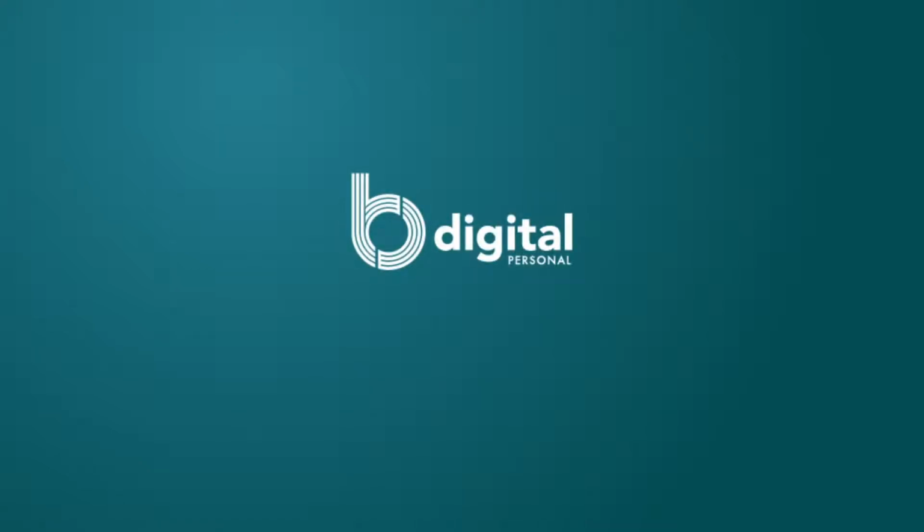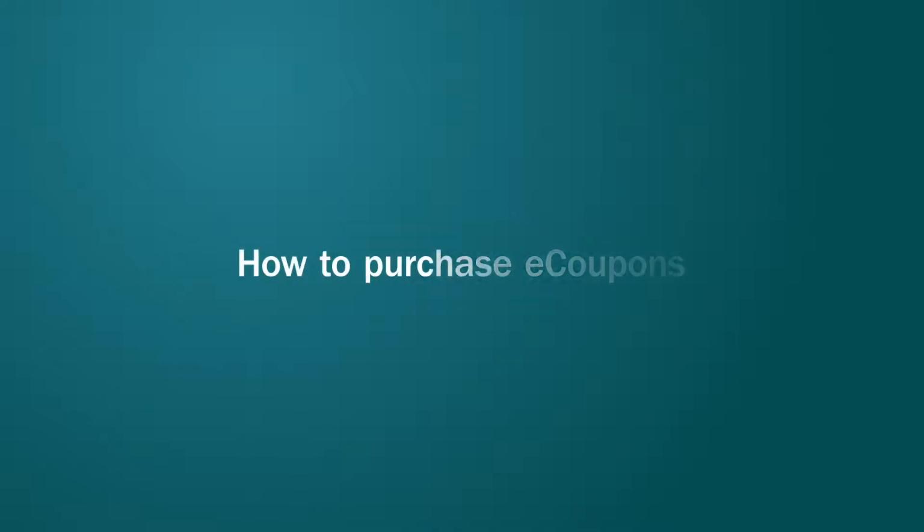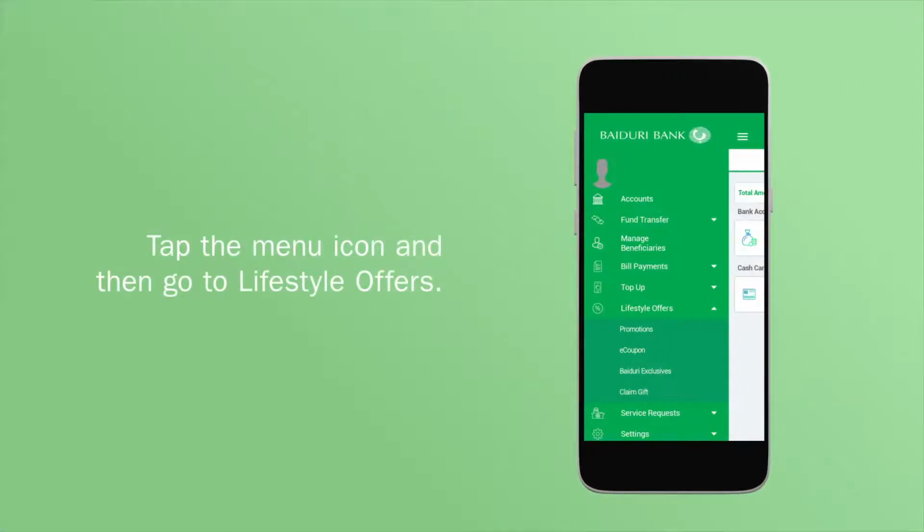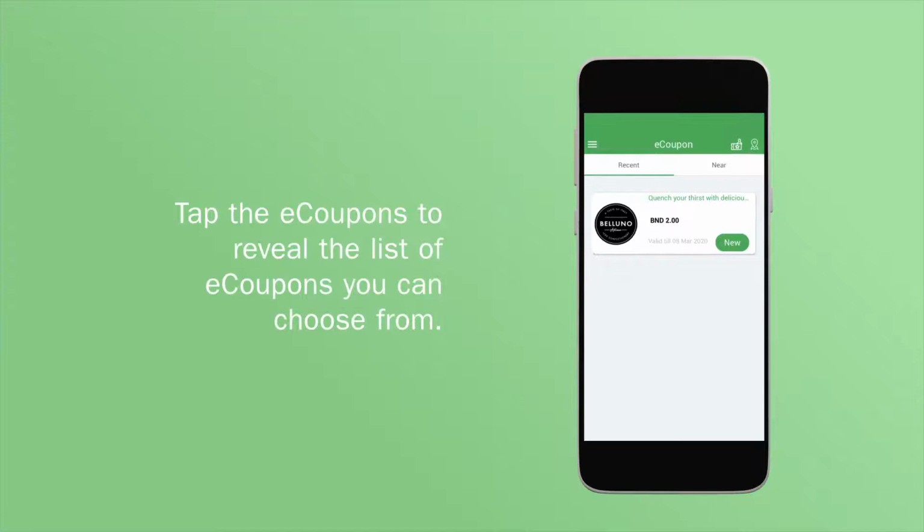Treat yourself to some attractive deals with b.Digital Lifestyle e-coupons. Here's how. In Baiduri b.Digital Personal mobile app, tap the menu icon on the top left, and under Lifestyle Offers, select e-coupons. Tap the e-coupons to reveal the list of e-coupons you can choose from.